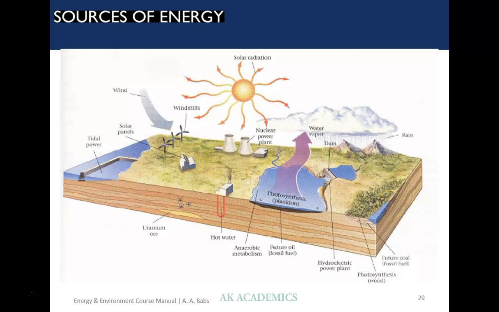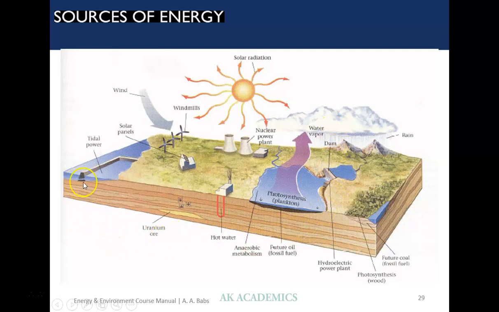So what you will see here is a bed of the different sources of energy that we have. You can see the solar radiation, the sun shining, and from the sun we can see some of the energies that are derived from solar energy. We have the wind for the windmills, solar panels for solar photovoltaics, and tidal power. You can see other power sources such as the nuclear power plant and so on.